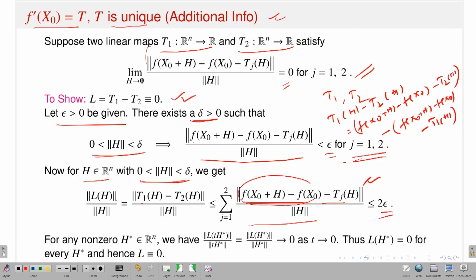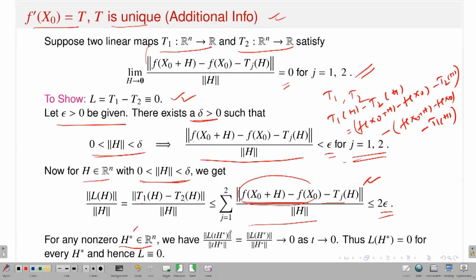This is true for all h with norm of h strictly greater than 0 and less than delta. Then take any non-zero vector h star. Since I am taking a non-zero vector, I am putting the star mark here. Fix h star as a non-zero vector, then I am hitting it with t, so that I am in that one-dimensional subspace t h star. So instead of h, I am replacing capital H by t h star. What will happen? Norm of L of t h star divided by norm of t h star. Now L is linear, so t will come outside, and in the denominator, norm of t h star, t will come outside.